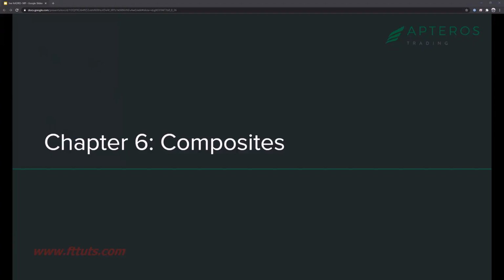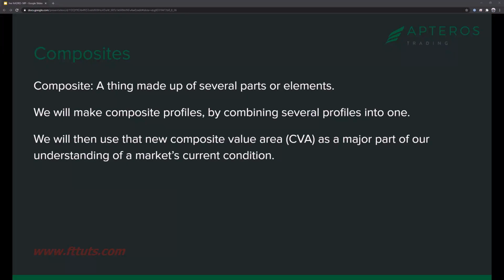Composites, this is what we're really here to get to today. A composite is a thing made up of several parts or elements. We will make composite profiles by combining several profiles into one. There you go. We're going to use that new composite value area.